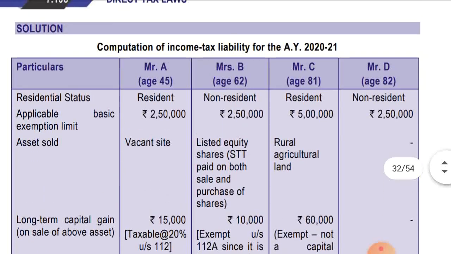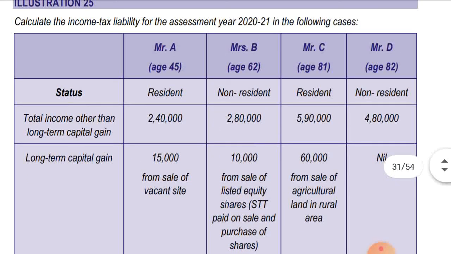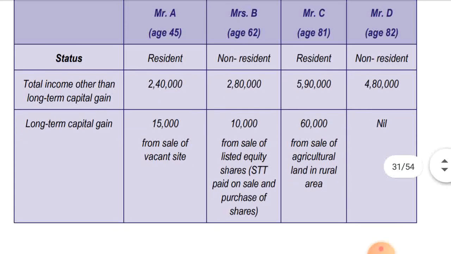So now see Mr. B, aged 62 years. As he is non-resident, he will be getting a basic exemption limit of only 2,50,000, not 3 lakhs. Okay, for a non-resident the basic exemption limit is only 2,50,000. So his total income other than long-term capital gain is 2,80,000. Long-term capital gain is 10,000 from sale of listed equity shares, STT paid on sale and purchase of shares. So 112A will be applicable, but as his gain is below 1 lakh, no amount will be taxable under section 112A. So let's see the solution.